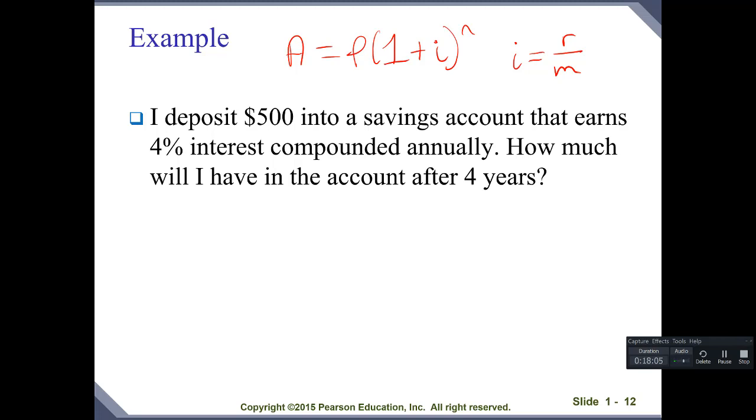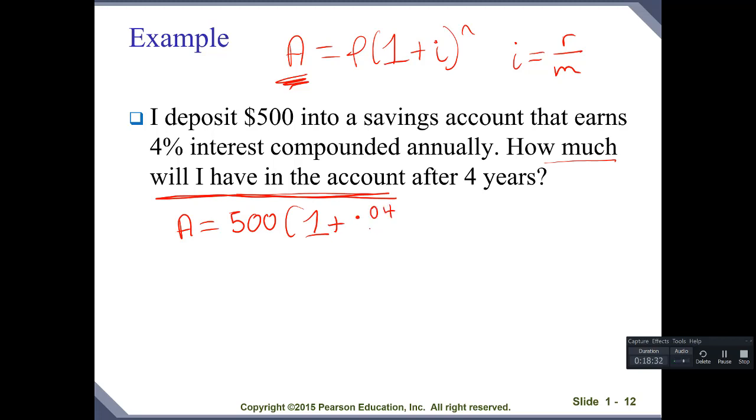So I'm going to figure out these values, and I'm just going to plug these values in. I want to know how much will I have in the account in the future? I'm finding future value. I'm finding A. So my future value A is my principal, that's what I've deposited, times 1 plus i. i is my interest rate, 0.04, and then compounded annually. If it's compounded annually, what will m be?